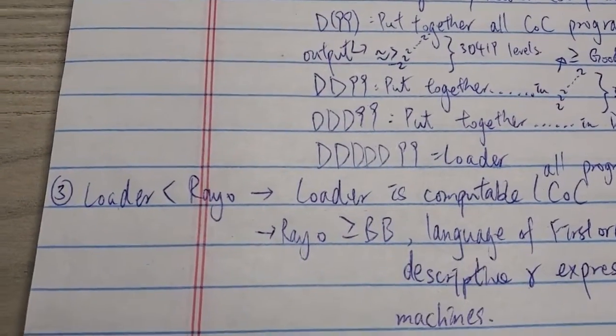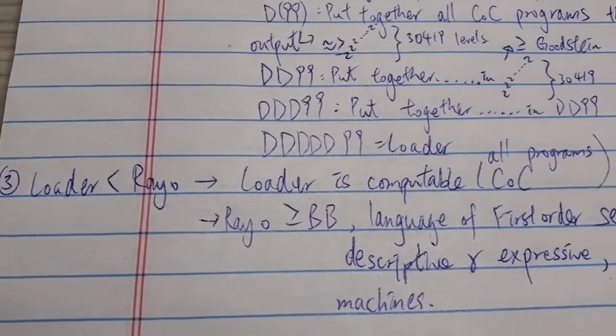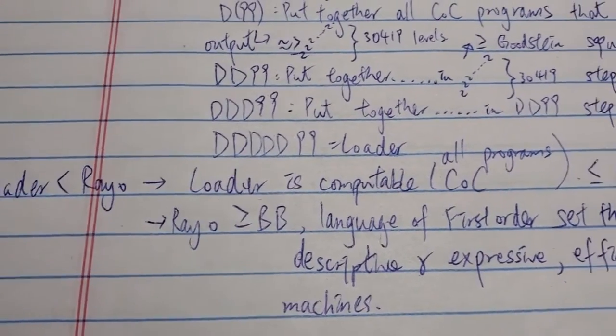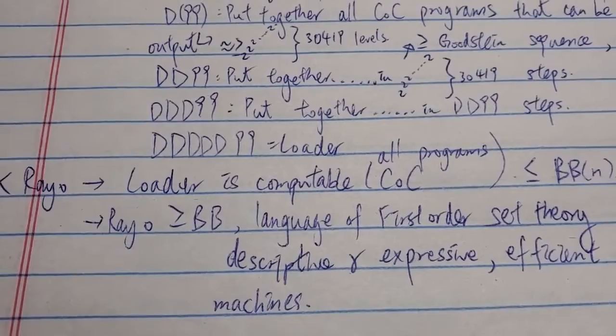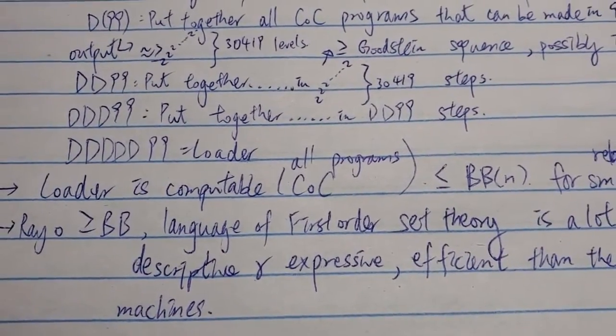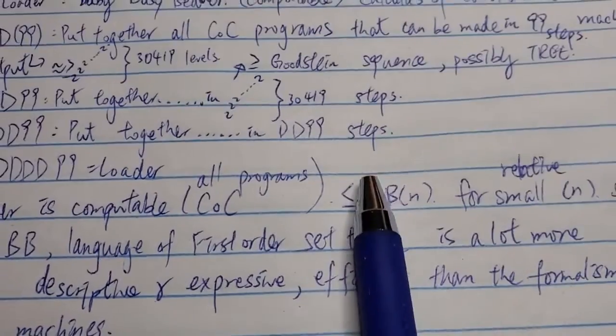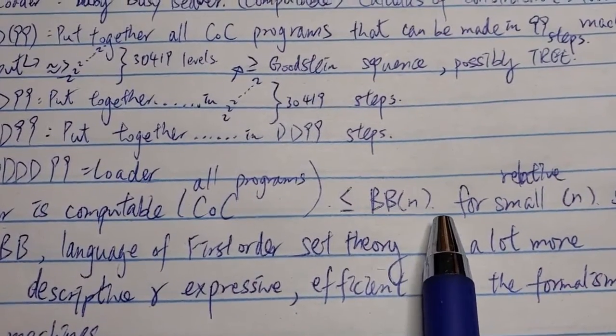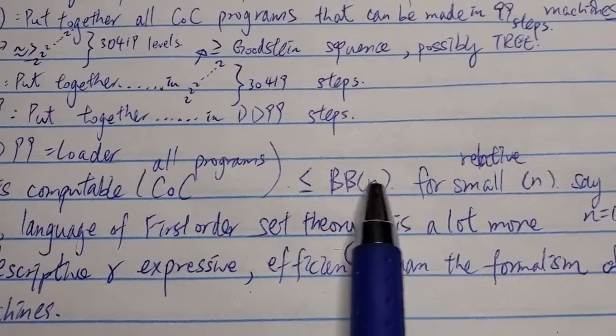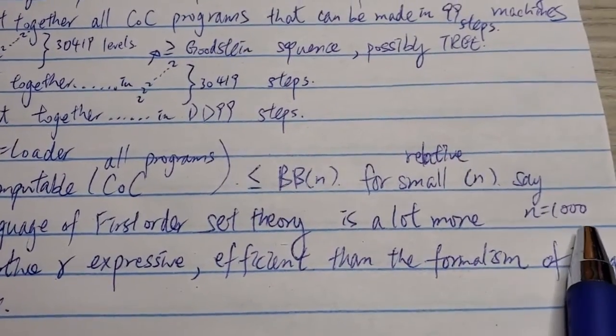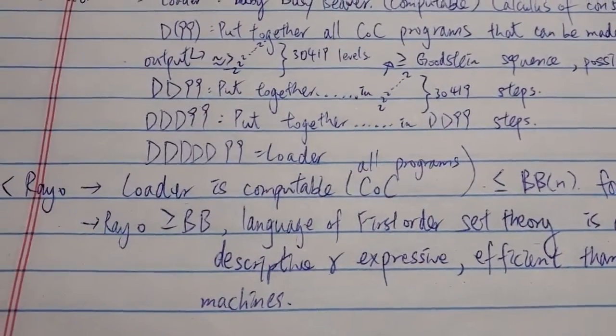And then the last one, how is Rayo's number bigger than Loader's? Well, this is not too difficult actually, because Loader's number is computable. All BB programs are computable, and therefore it must grow slower than the Busy Beaver function BB(n) for small n, say n is 1,000. So Busy Beaver 1,000 is much bigger than Loader's number.